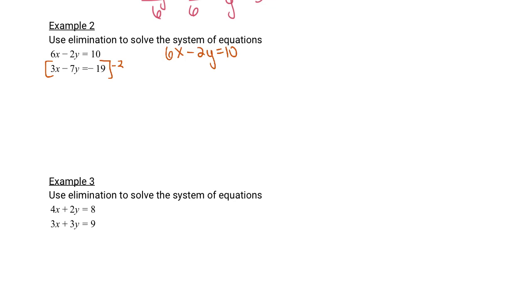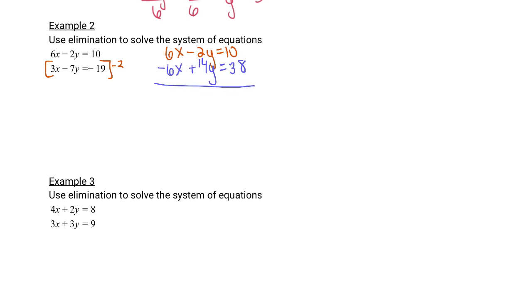6x minus 2y is 10. I'm going to multiply the entire bottom equation by -2. So now I've got -6x plus 14y equals 38. Had to do that one in my head. Whew.